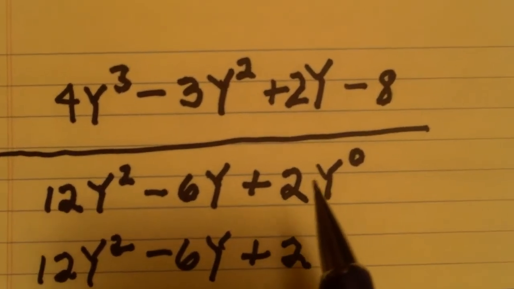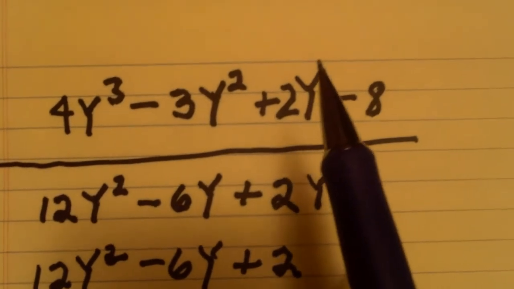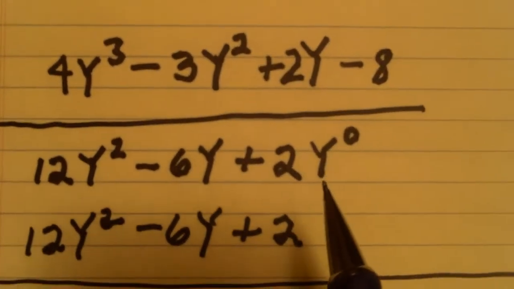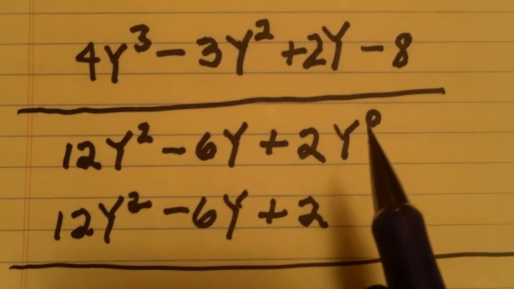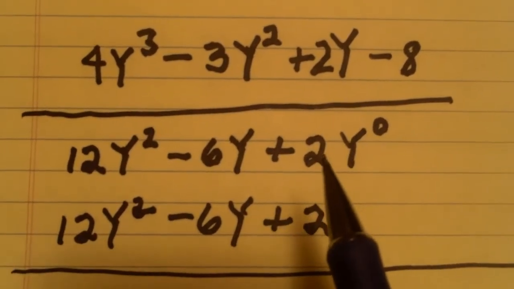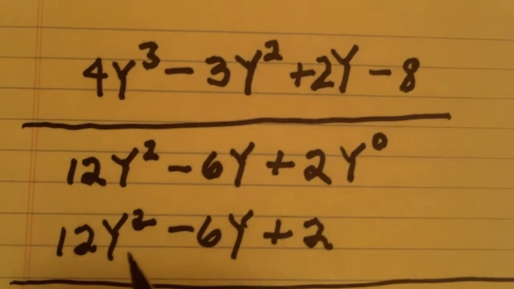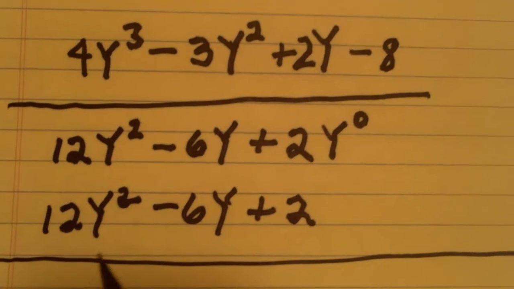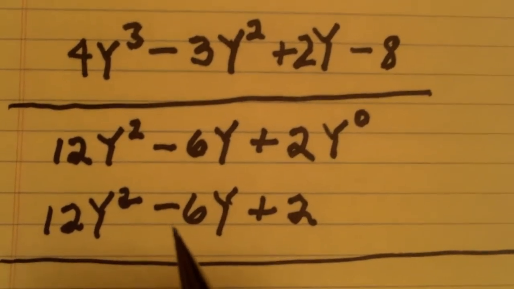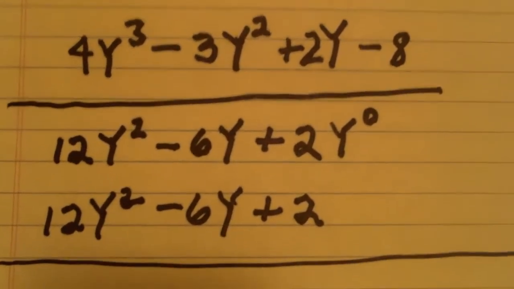Okay. And then subtract 1 from the exponent, and that's going to be y to the 0. Well, any variable to the 0 power is equal to 1. So 1 times 2 is 2. So the derivative of this expression turns out to be 12y squared minus 6y plus 2. Okay, let's look at another one here.